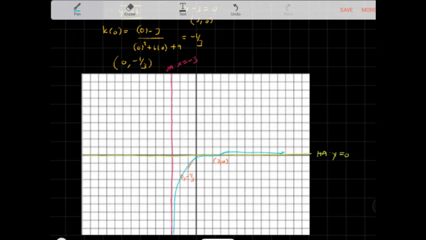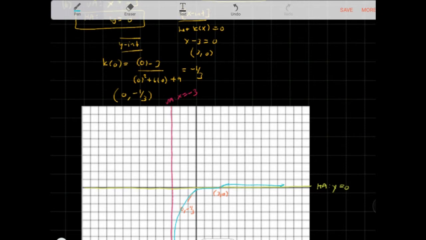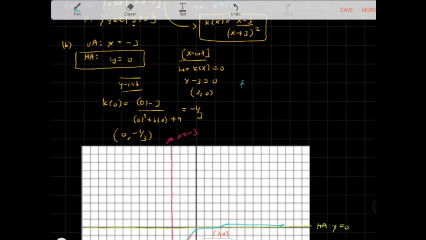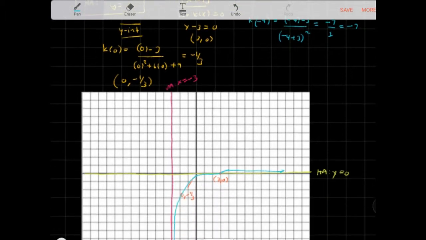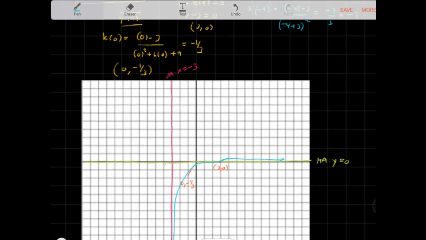The other graph here you can figure out by using test points. So this is a vertical asymptote. What I'm going to do here is f of, well, in this case it's k of, let's do -4, for instance. So -4 is going to give us -4 minus 3, this is where the test points help us figure out this function, -7/1, so this is going to give us -7. So -4 and -7 looks like that, and the graph is going to basically follow something like that.